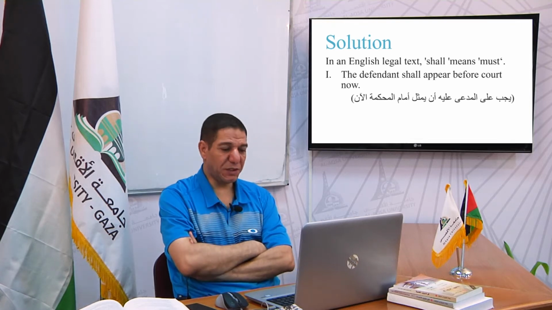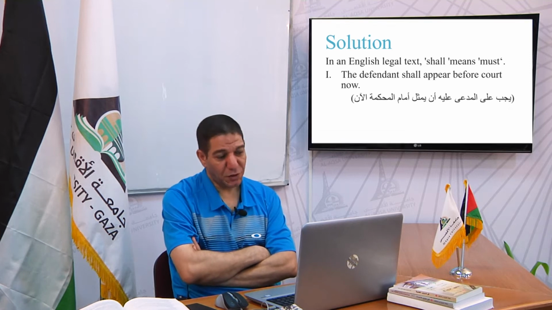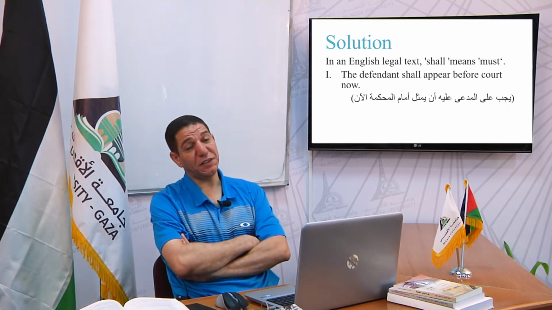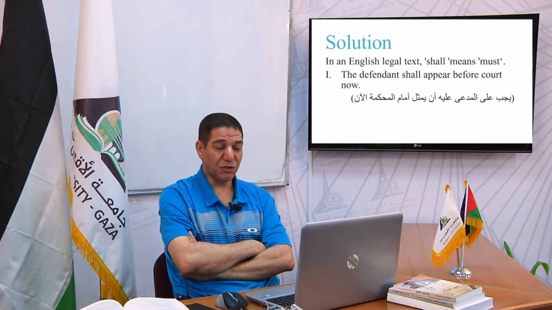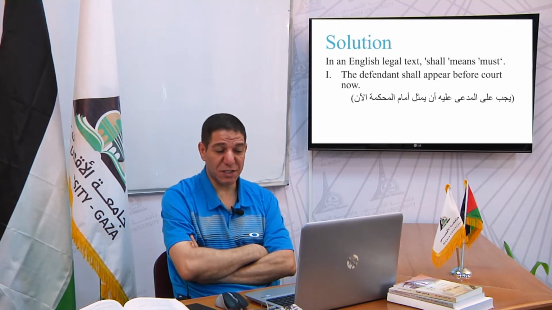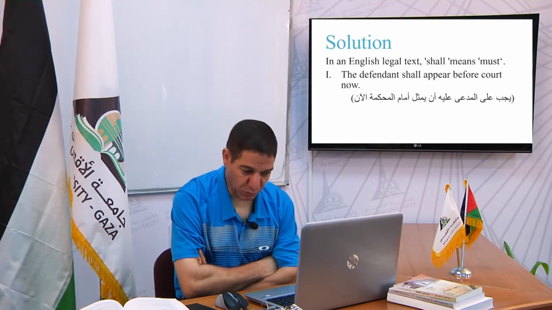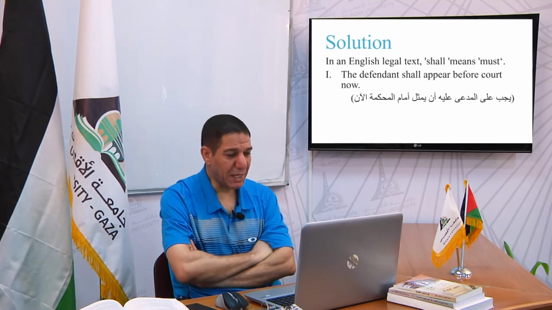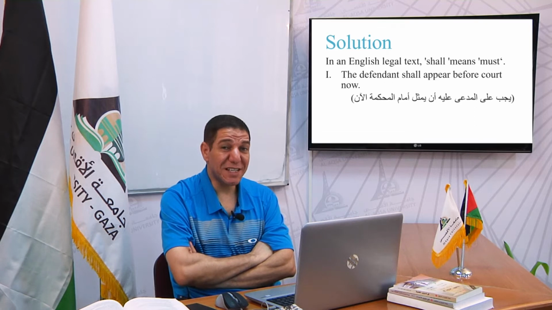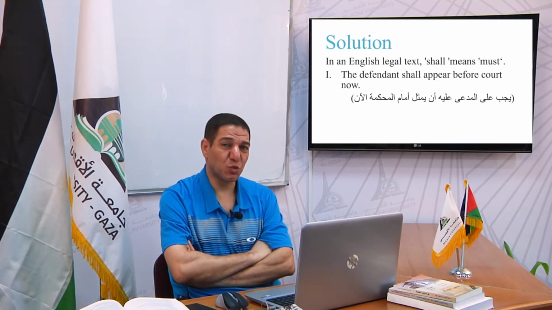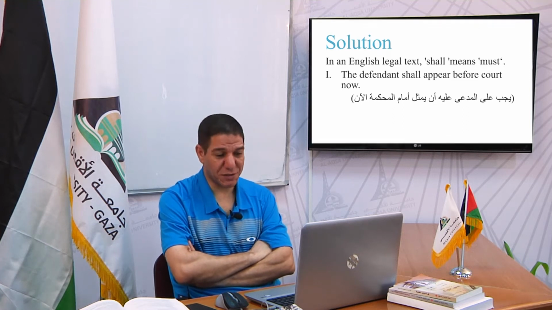Okay? The defendant المدعى عليه. Okay? Look again at synonymy with defendant. Defend يدافع. Okay? Defend يدافع. But here in legal discourse it is المدعى عليه. المدعي is plaintiff. Okay? أن يمثل أمام المحكمة الآن. And see how before is أمام, not وراء. This is a very good example of how synonymy works. Okay?